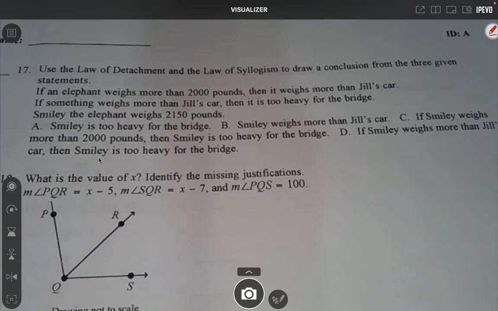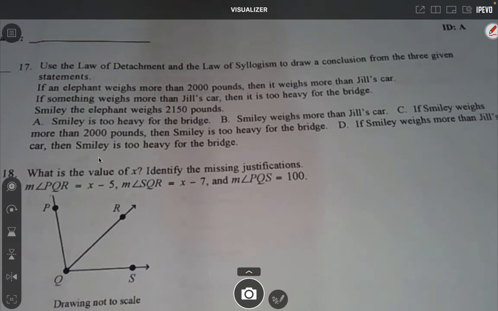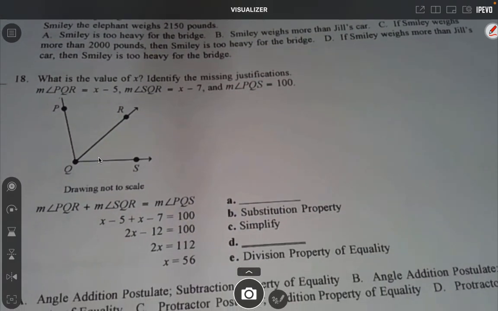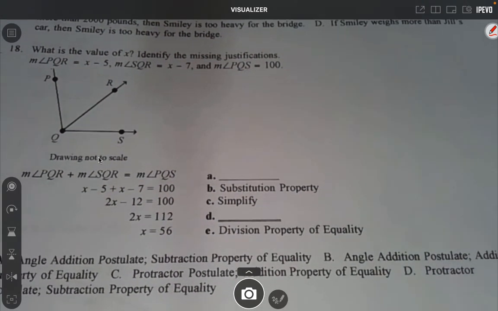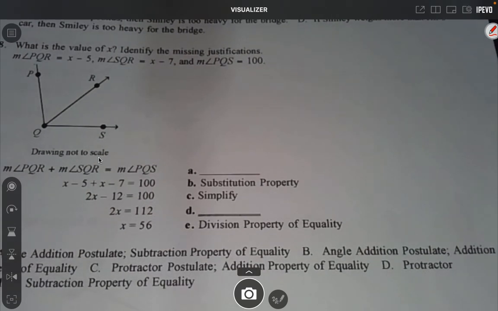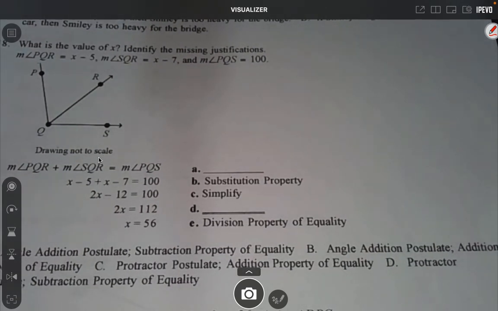Alright, now let's do some algebra. Number 18. Or no, this isn't algebra, this is a proof. It says, what's the value of x? Oh, and then they just want us to say the missing parts. Do you see anything that says given, y'all? No, so you don't write given. If they don't give you any information, you can't write given. I don't see anything that says given.